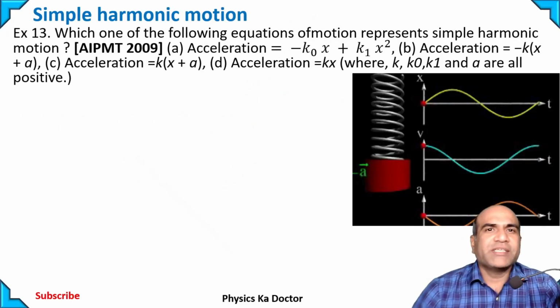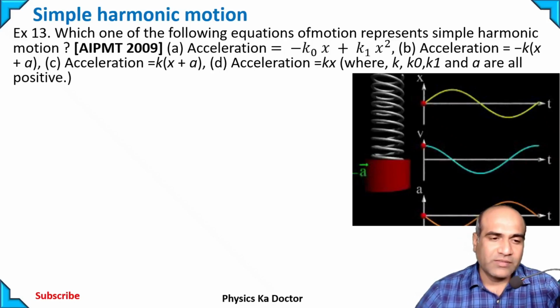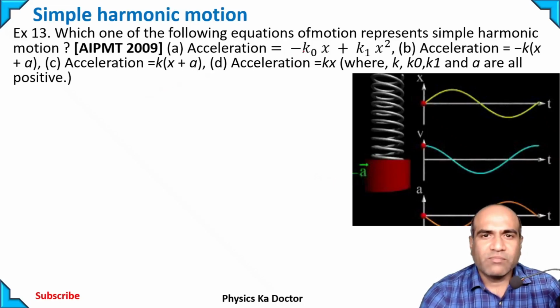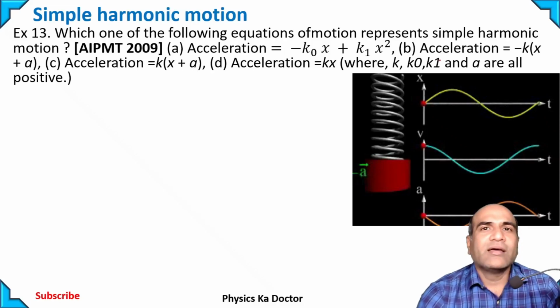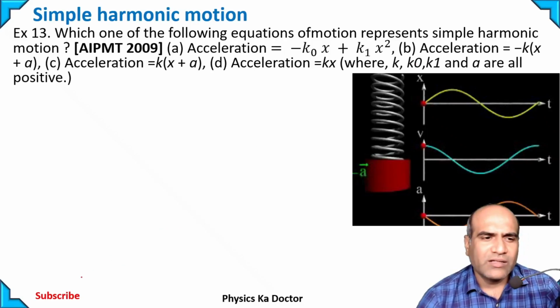So our first question is example number 13. Which one of the following equations of motion represents simple harmonic motion? The question was asked in All India Pre-Medical Test 2009. First is acceleration equal to minus k0x plus k1x square. Second is acceleration equal to minus k in bracket x plus a. C is acceleration equal to k in bracket x plus a. And D is acceleration equal to kx, where k is positive. Okay, fine. Now let's see.